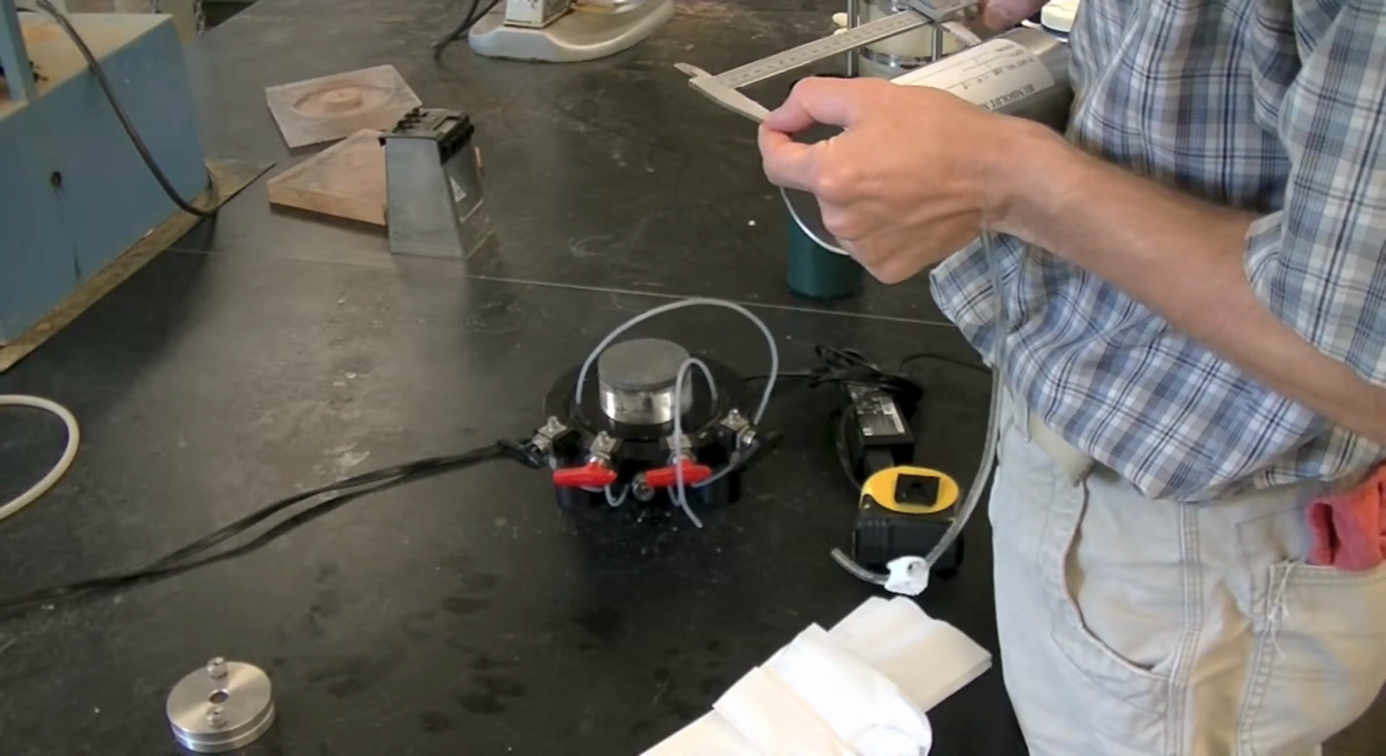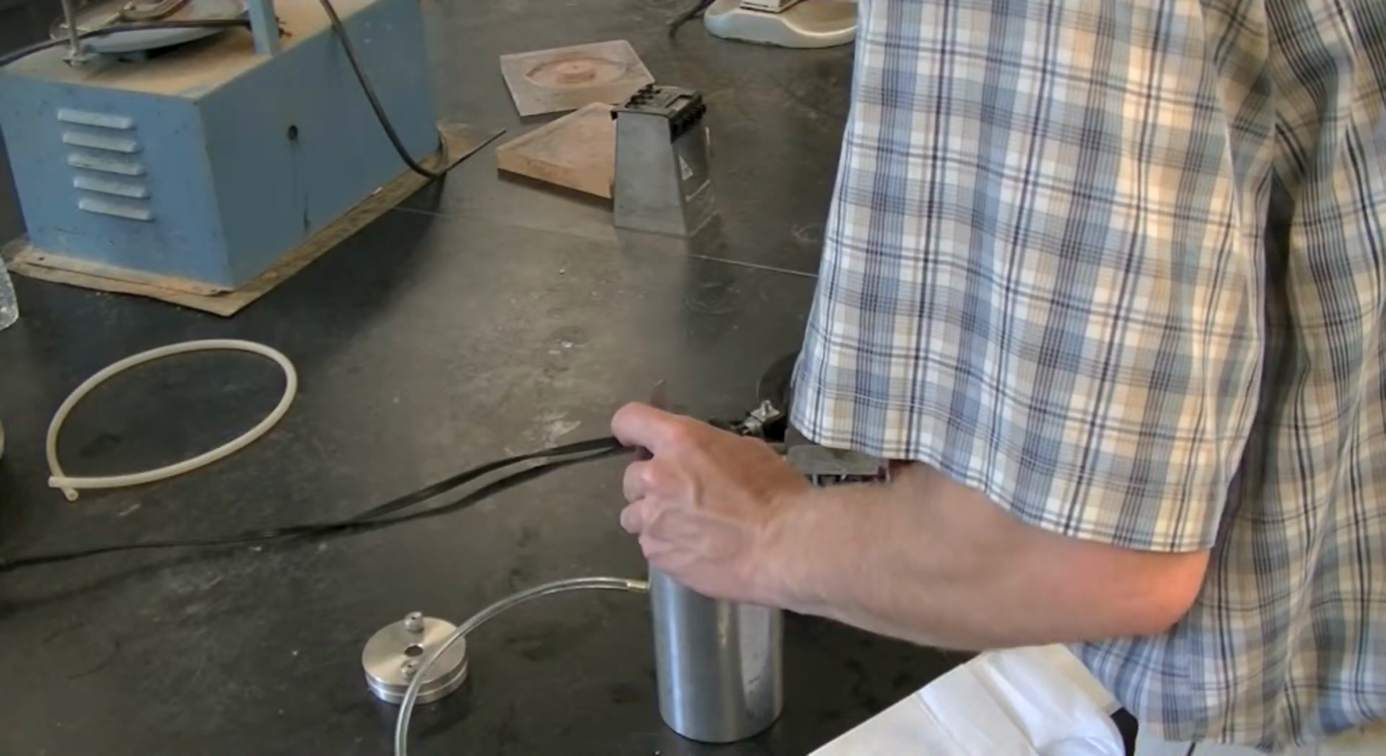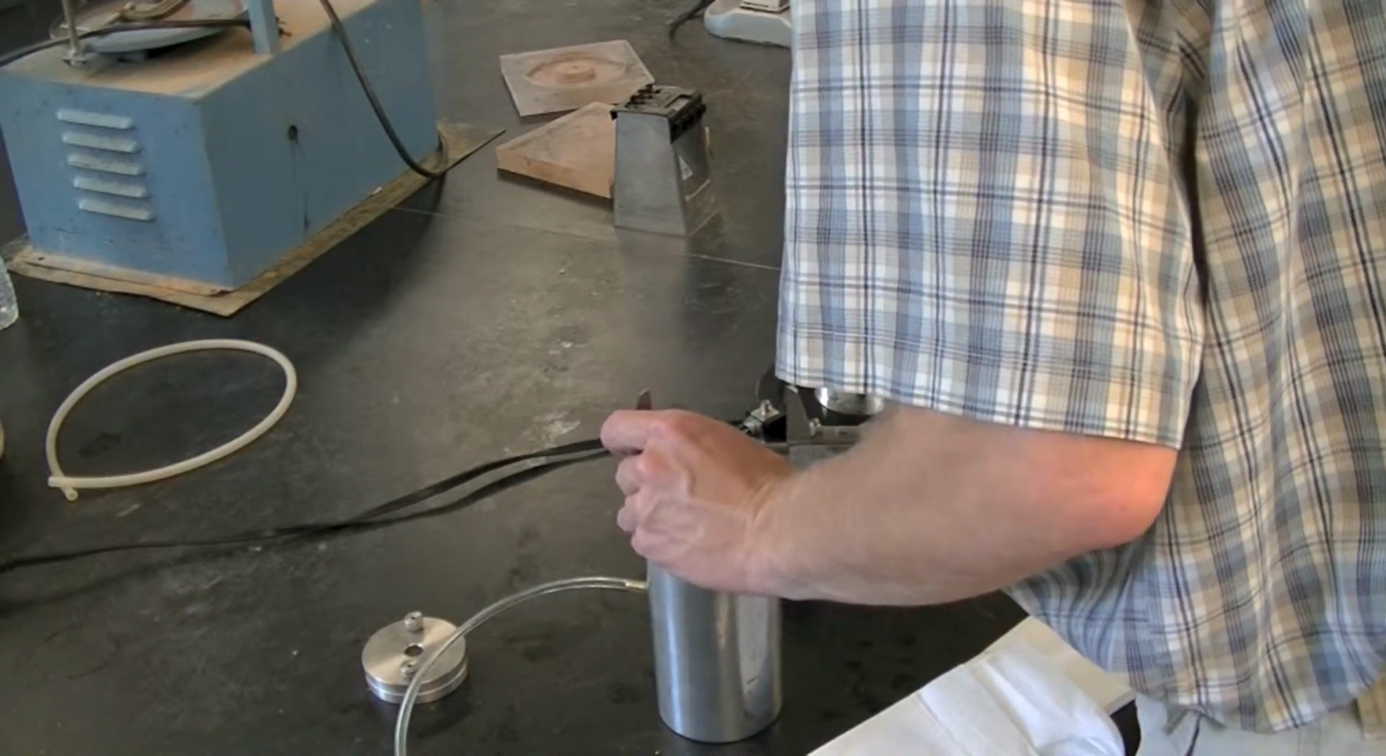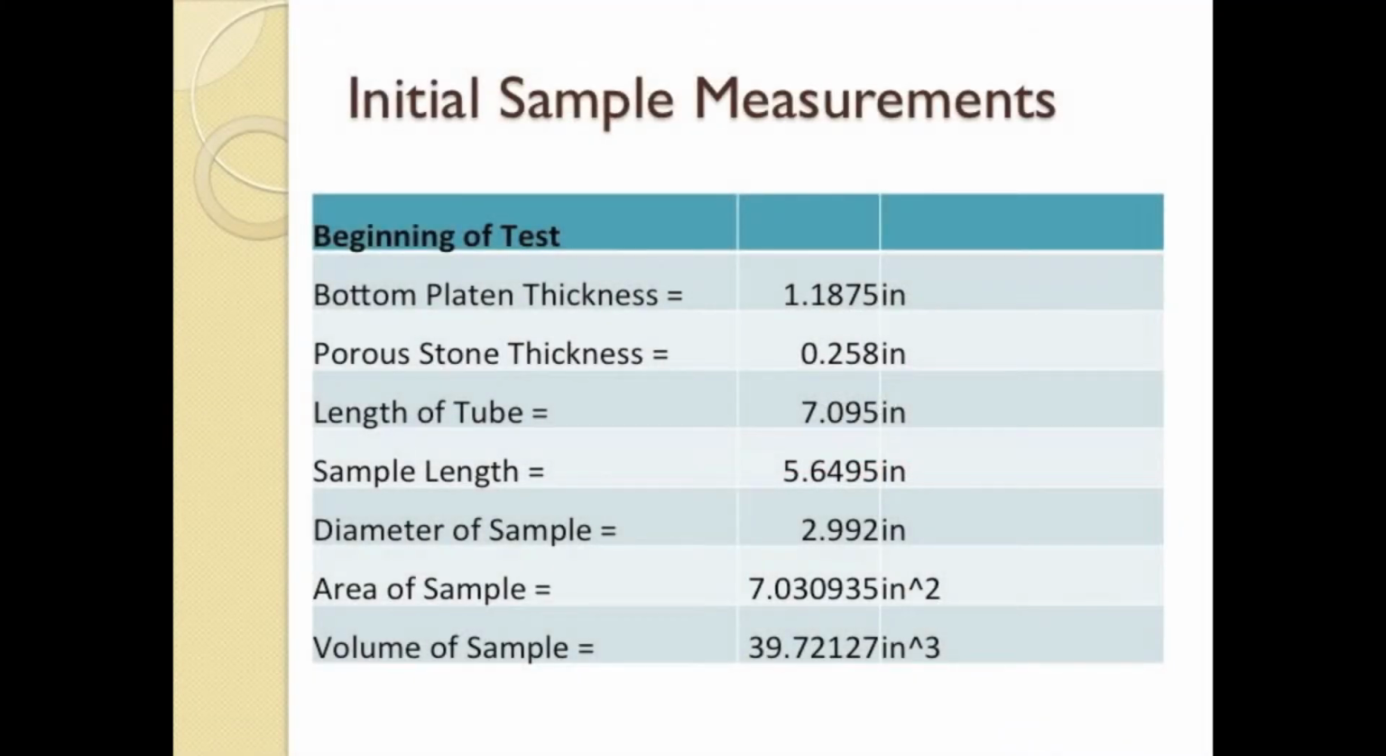Now average a series of length measurements of the mold, and also average a series of diameter measurements for the mold. After subtracting the bottom platen thickness and the porous stone thickness from the length of the mold, we obtain the sample length to be 5.649 inches. The inner diameter of the mold is 2.992 inches, therefore the area of the sample is 7.030 square inches, and the volume of the sample comes to 39.721 cubic inches.